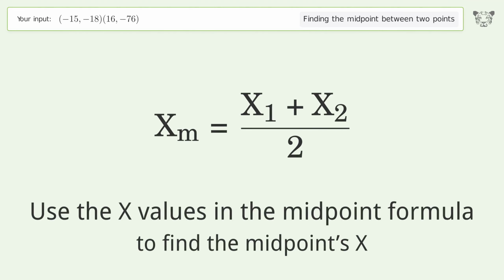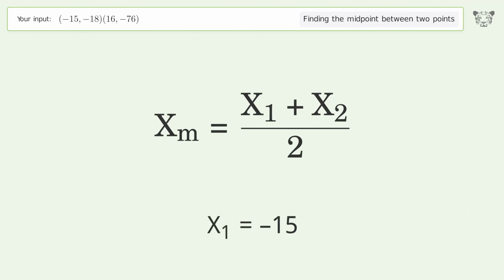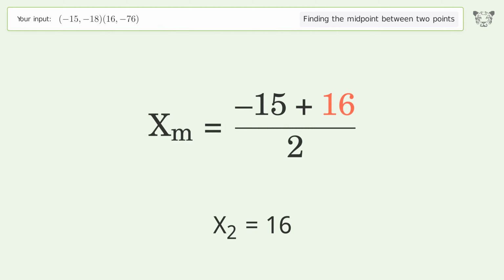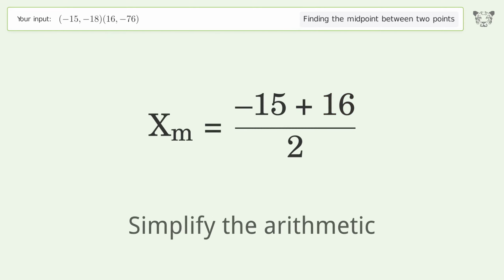Use the x values in the midpoint formula to find the midpoint's x. x1 equals negative 15. x2 equals 16. Simplify the arithmetic.